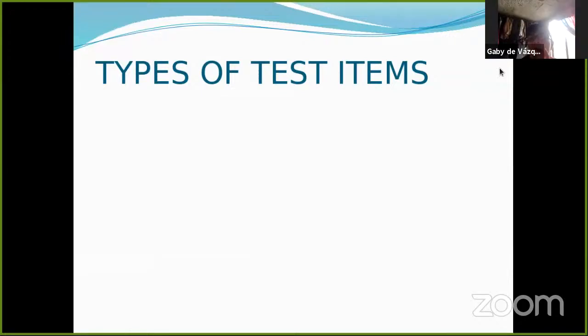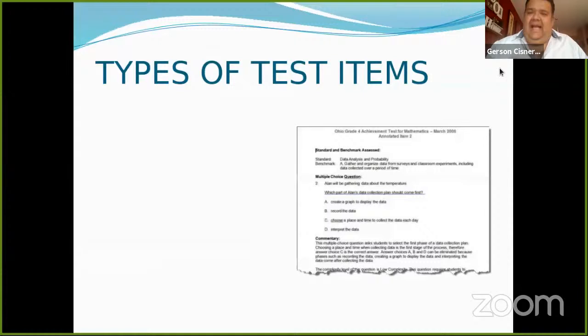Let's talk about the items in more detail, the items in each test. Again, this is the ideal situation. You may adapt according to your circumstances, according to the school that you're working for, etc.